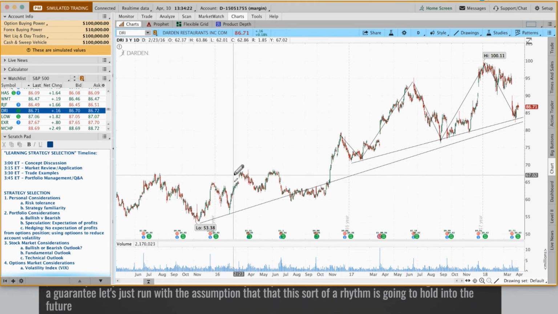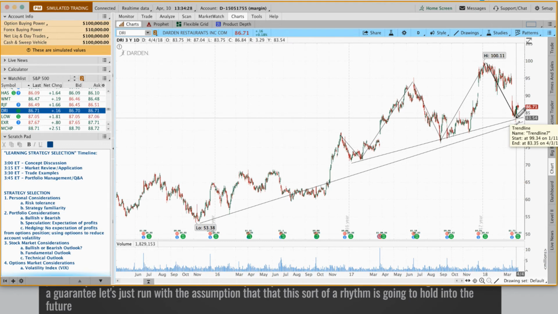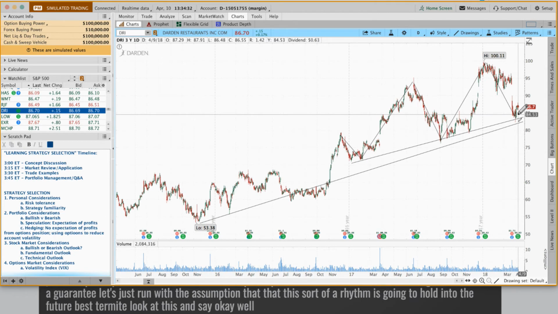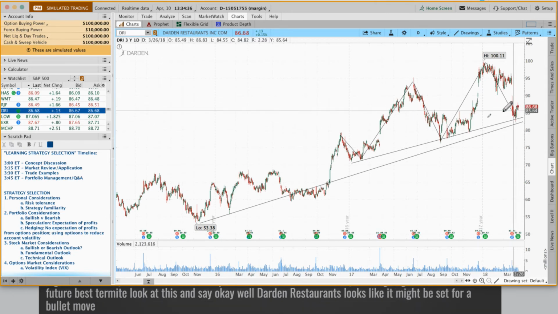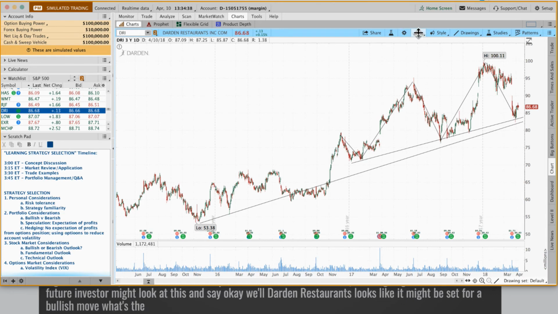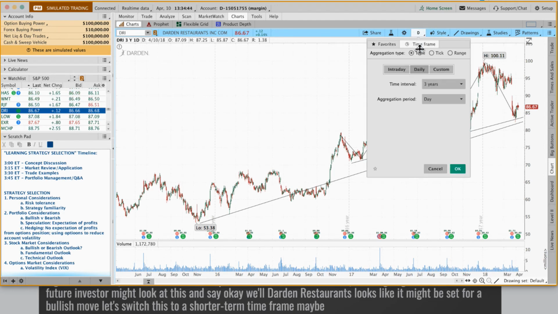You can see that was the case back here. So does it seem fairly logical that an investor might look at this and say, okay, well, Darden Restaurants looks like it might be set for a bullish move? Yeah. Let's switch this to a shorter term time frame. Now that we've seen the longer term, let's go to maybe, let's say, a 6-month chart.